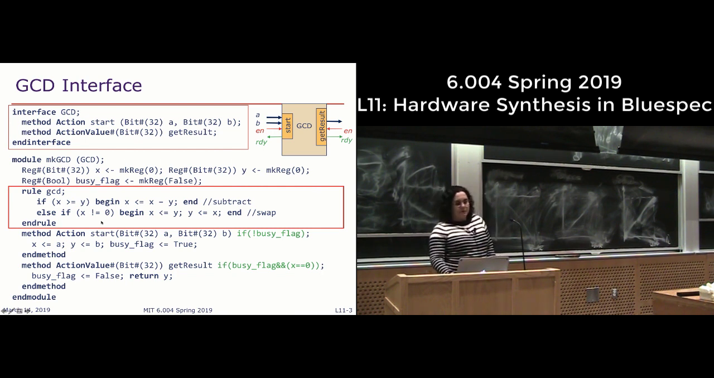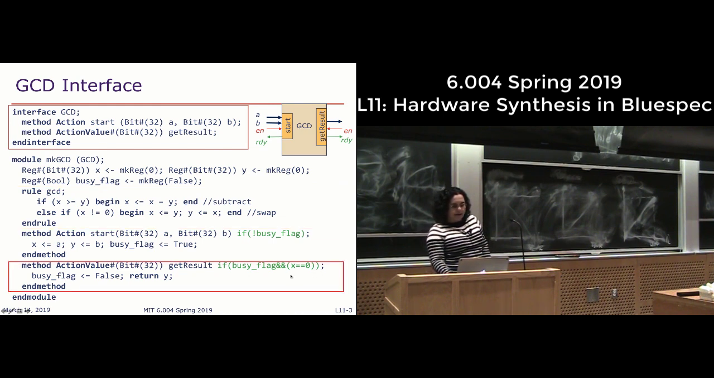So once x is equal to 0, then this rule, even though it doesn't have any guards, meaning it can always fire or run, is not going to actually do anything anymore, because it's always going to match this else if statement, which just says x is equal to 0, so it's not going to do anything. So now finally, because x is equal to 0, our getResult method is able to go ahead and be called.